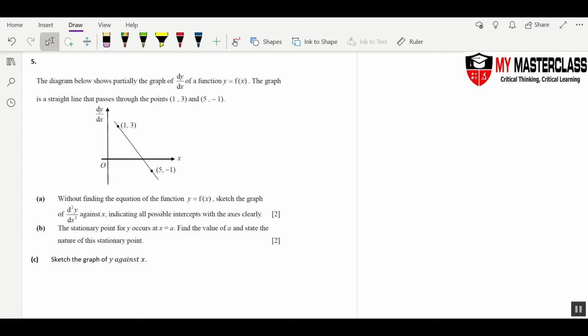So because this is my dy/dx, I want to go down to d2y/dx2, which means I must think of him as my y, and then I must think of him as my dy/dx. Then you realize, hey, this is a straight line. A straight line has a constant what?